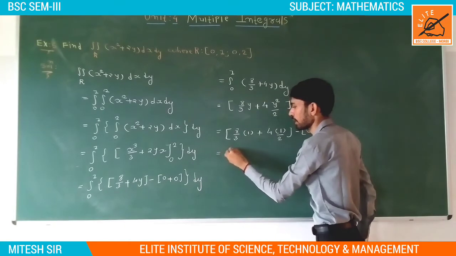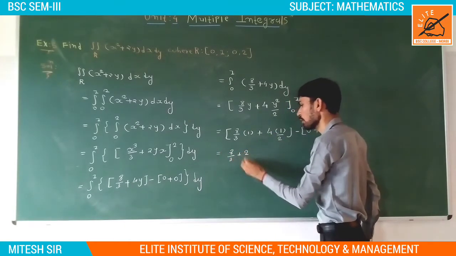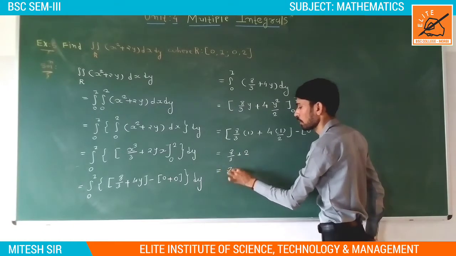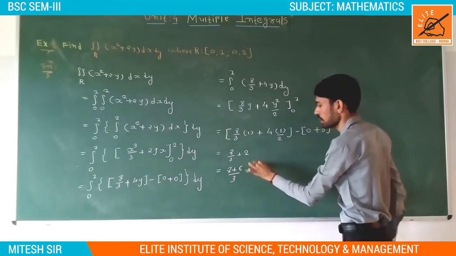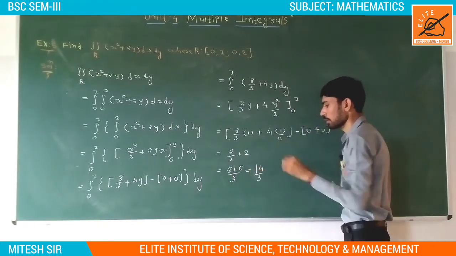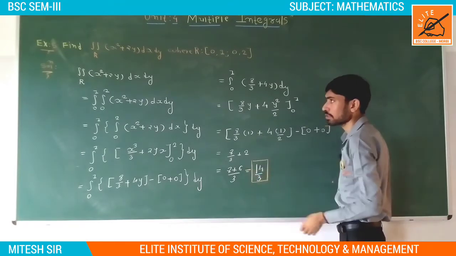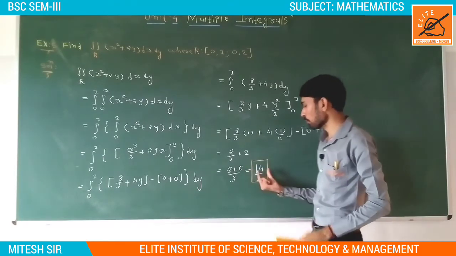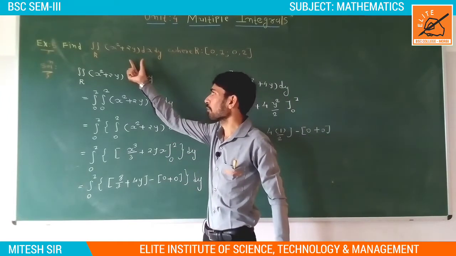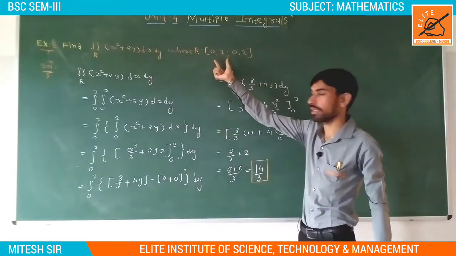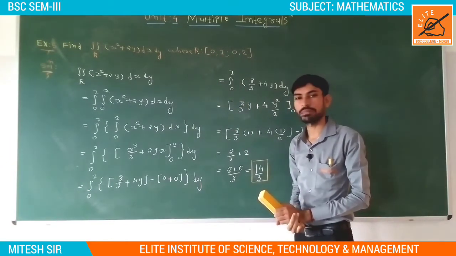Now just simplify: 8 by 3 plus 4 by 2 is nothing but 2. So now take LCM: 8 plus 6, 14 upon 3. So 14 upon 3 is the answer of example number 5. So 14 upon 3 gives the area under the curve x square plus 2y, where our region is bounded by the constant limits of integration 0 to 1 and 0 to 2. So this is the solution of example number 5.